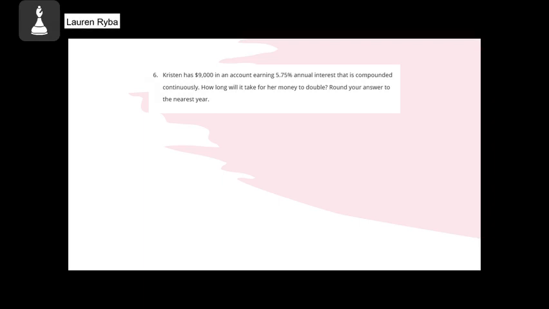Kristen has $9,000 in an account earning 5.75% annual interest that is compounded continuously. How long will it take for her money to double? Well, we know double is going to be $18,000 compared to her $9,000. e to the rate, 0.0575t. Again, how am I getting that? Take 5.75 divided by 100.